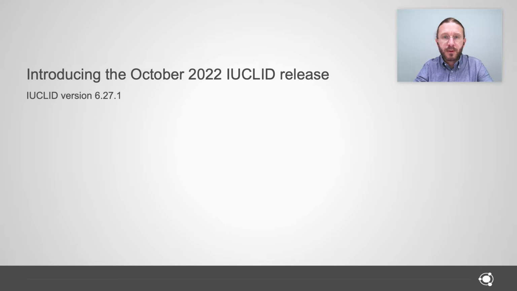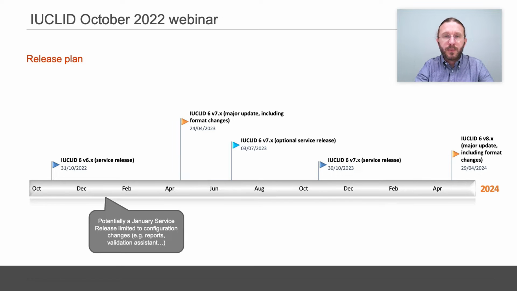Let's start with an introduction to the scope of the release. And before we go into the details of this release, I would like to show you the release plan for the next months in Euclid. So at the end of October, we had the service release that we just published. The next release will be an optional release in January that will be limited to configuration changes, such as updates to the validation assistant rules or to the report generator. The release after that will be at the end of April, and it will be a major release, including format changes. You can see that after that, in July and October, there will be additional releases providing new features and improvements.